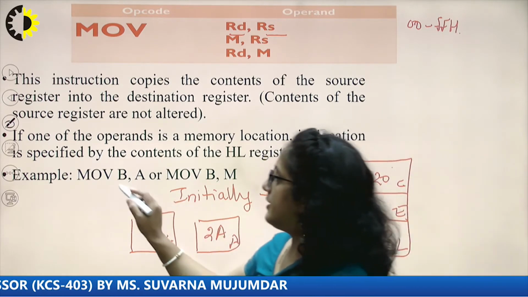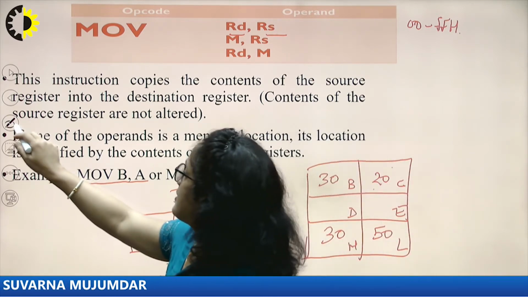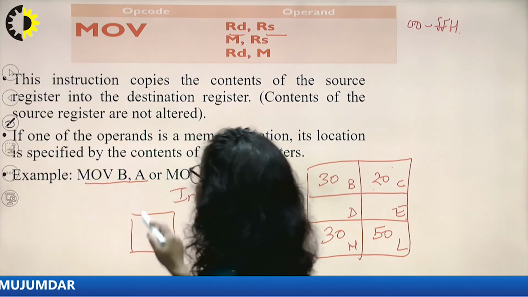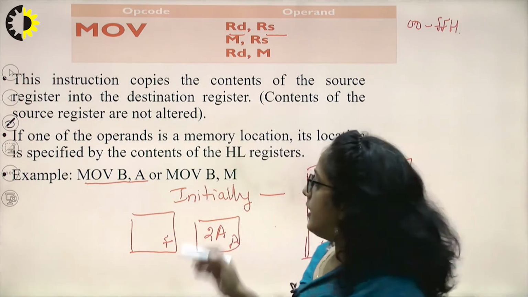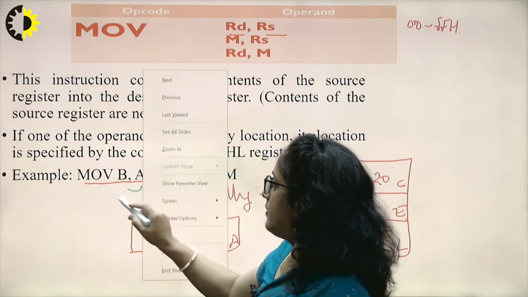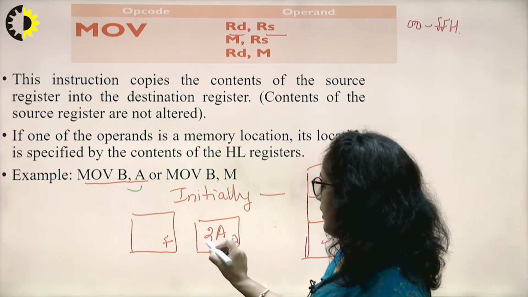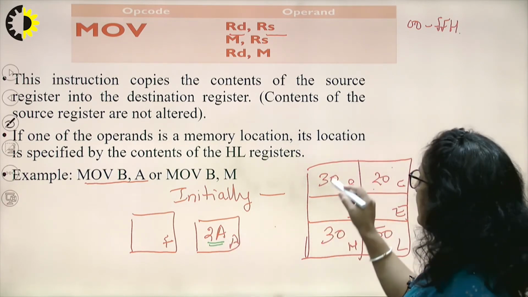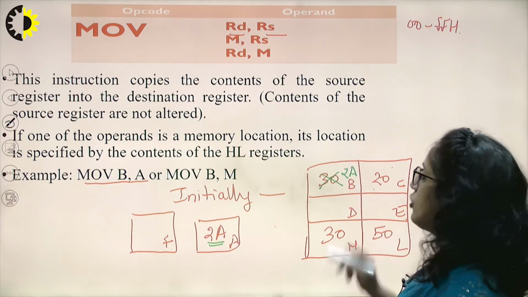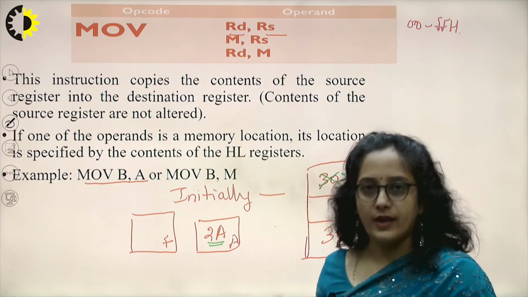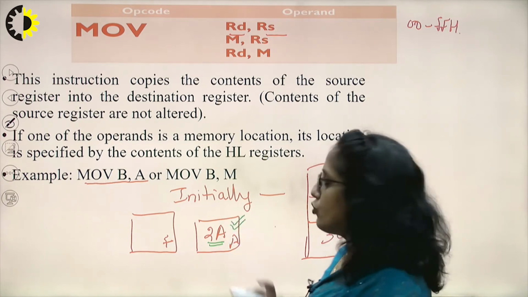Now let's take this instruction being executed by the microprocessor. When MOV B comma A is fetched, decoded and executed, the content of accumulator A is transferred to the B register. What is the content of A? 2A. Now this 2A gets copied to the B register. The content of B register is overwritten by the microprocessor, but A will remain the same, 2A.